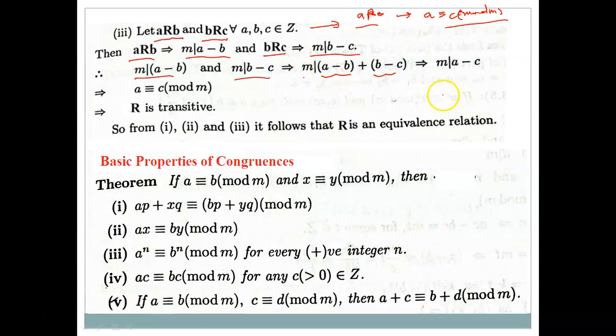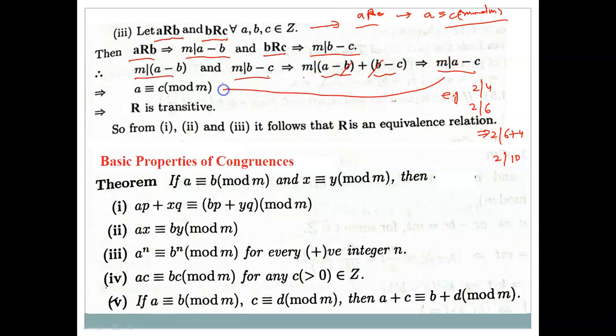For example, I write here that 2 divides 4 and 2 divides 6. Then 2 will also divide 6 plus 4, that is, 2 divides 10. So you can verify this thing. So when M divides A minus B and M divides B minus C, then definitely M will divide the sum of these two. When you add these, B with minus B cancels out, and you get M divides A minus C. Now what does it mean?